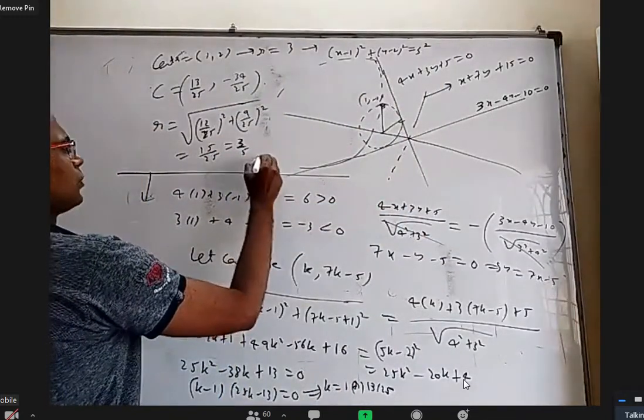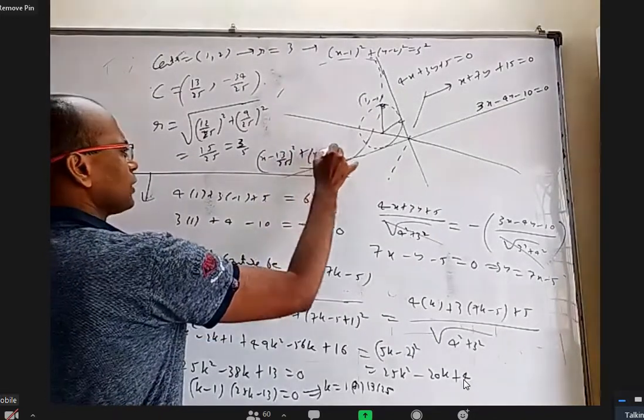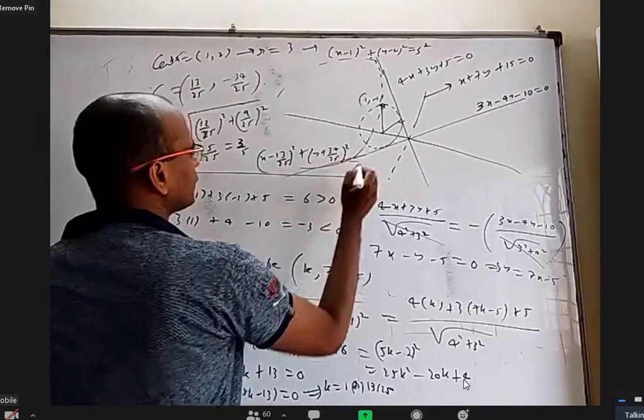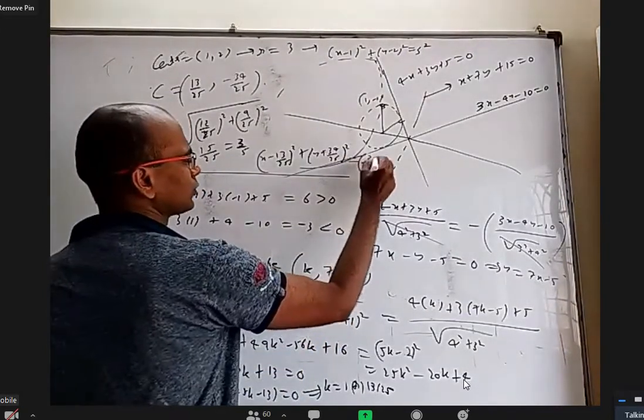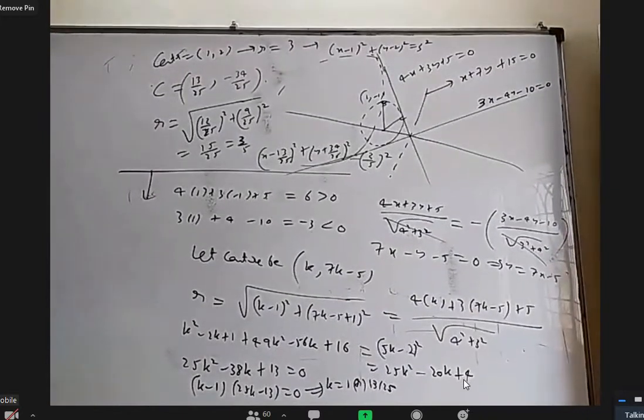Here the circle will be (x minus 13 by 25) whole square plus (y plus 34 by 25) whole square equal to (3 by 5) whole square. Okay. Simplify this, we'll get the answers. Is it okay? Whoever has doubt about this question?